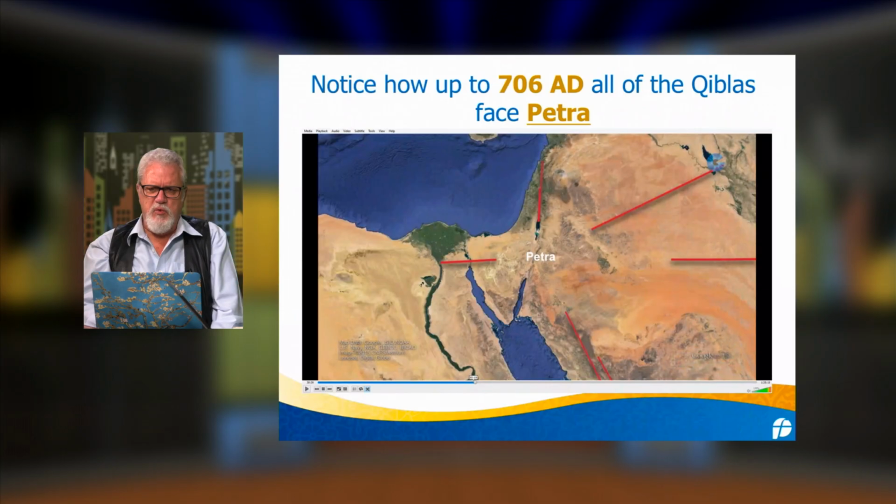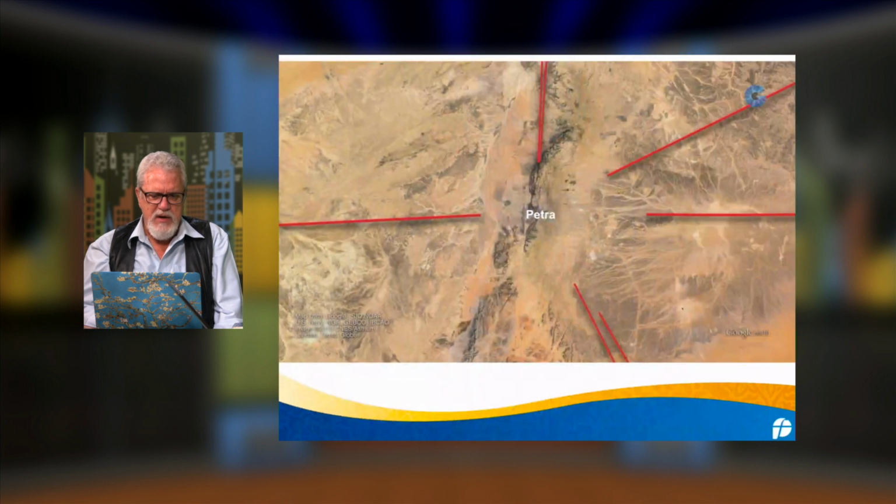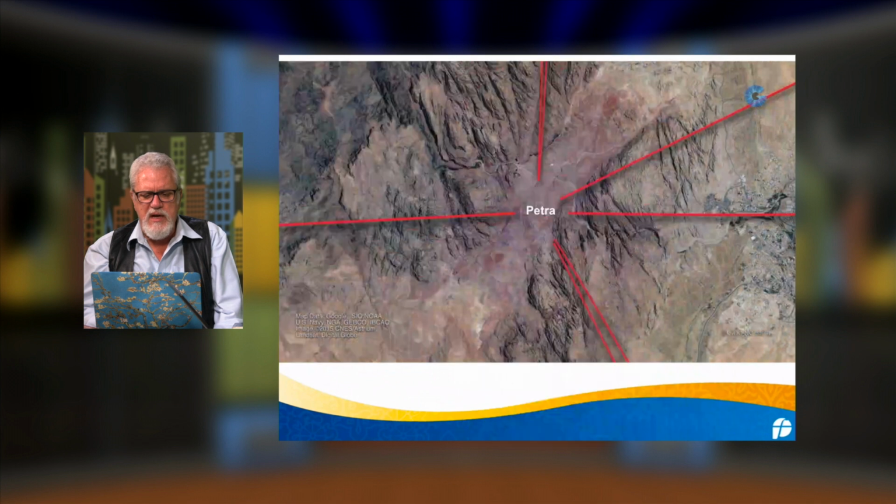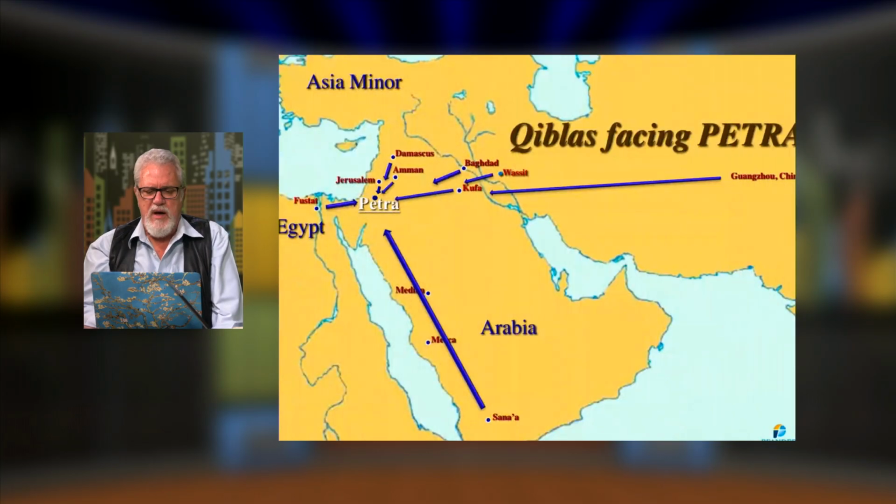Let's look at the slides again and pull back from each one. So here's the first one. You can see these are all the Qiblas that we've looked at so far. Look and see where they're coming in. As you get closer, in every case, all the lines come right into Petra. Those pictures are taken from Dan Gibson's movie. This is coming to the sacred Qibla city.